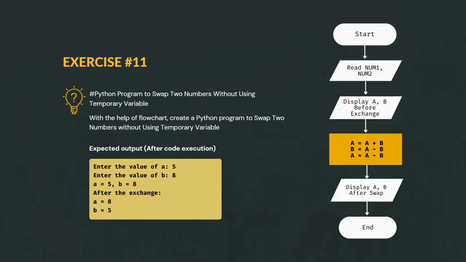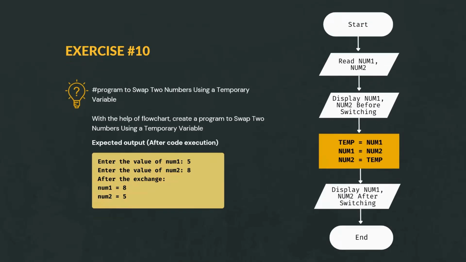So in today's Python exercise, we are going to learn something that seems like a magic trick at first, which is swapping two numbers without using a third variable. In the previous video, we worked with swapping two numbers using a third variable, which is a temporary variable. But now we are going to do that without using the temporary variable.